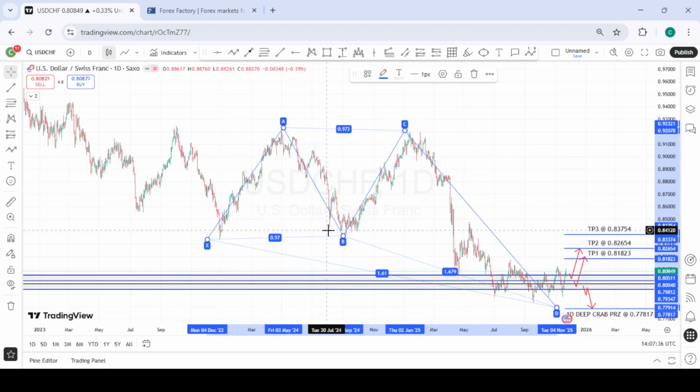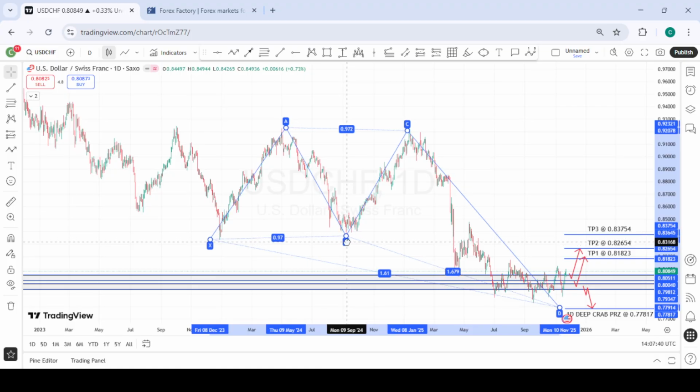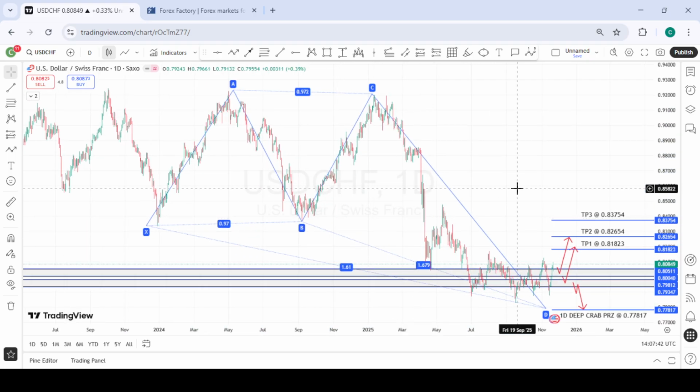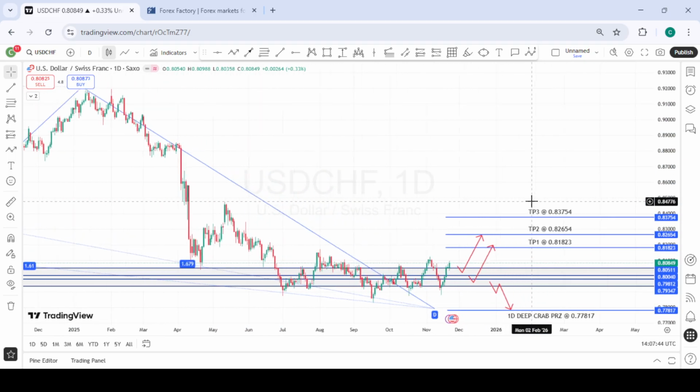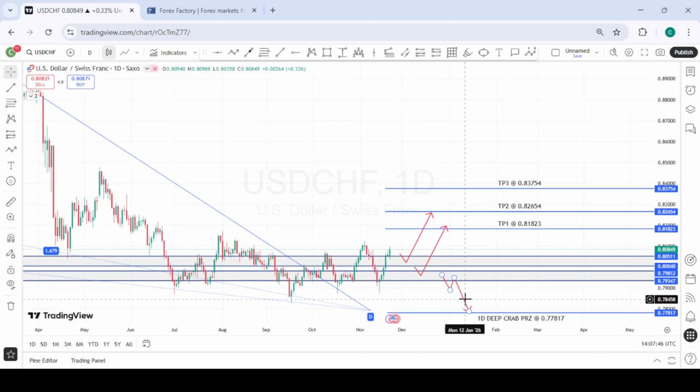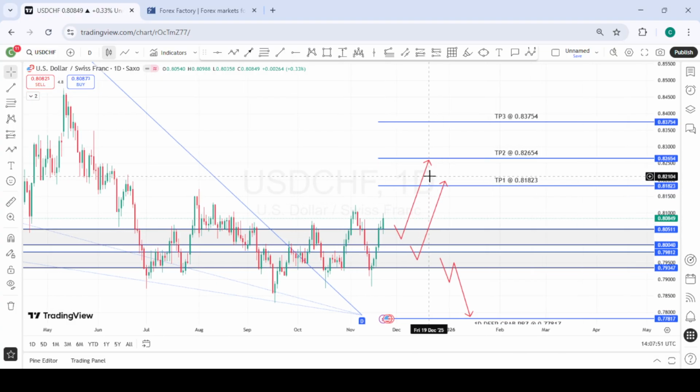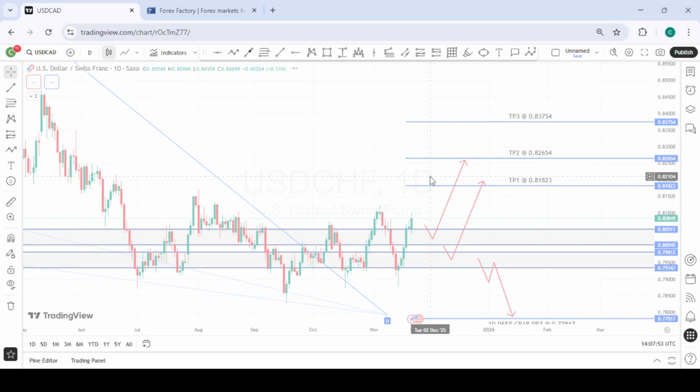So if price is able to break below, then we'll be looking out for a completion of that deep crab pattern to the downside for USDCHF. But if it doesn't break below, then we are going to continue looking for the buy side for USDCHF for the coming week.